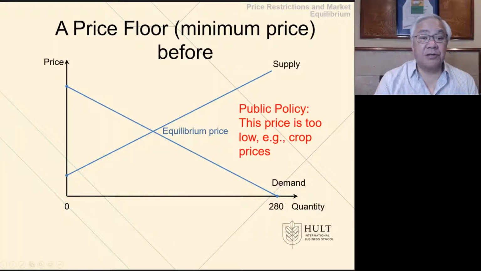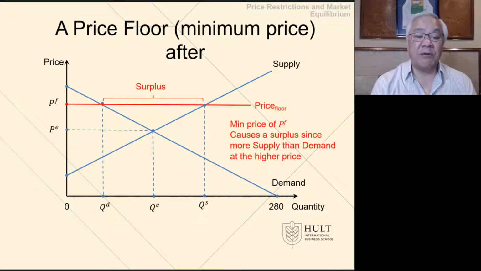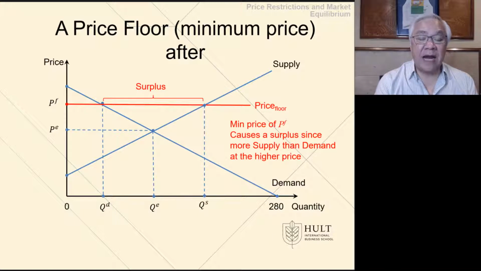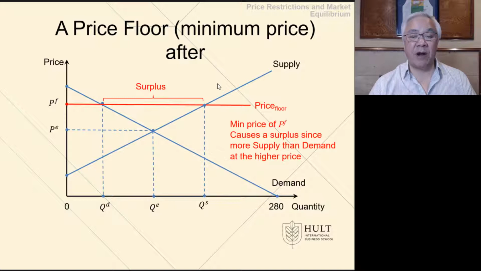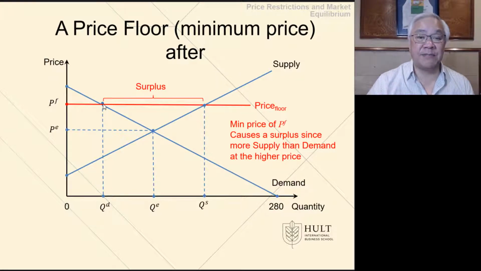Okay, next we'll do a price floor where there's a minimum price. An example might be agricultural crops, where the public policy is that the prices are too low. We have to have the prices set by the government. So here we would set a price that's higher than the equilibrium price. What happens though is at the higher price, there's less demand. There's only this much demand at that price, and yet supply is at this level. So now we have a problem where we're trying to help the farmers, but they're actually selling less product.